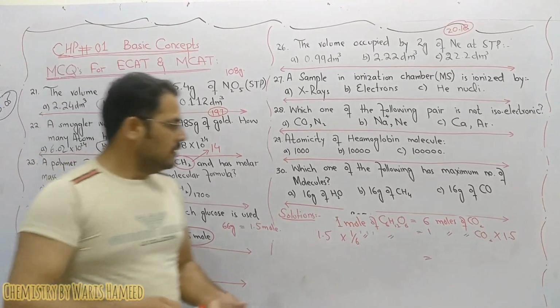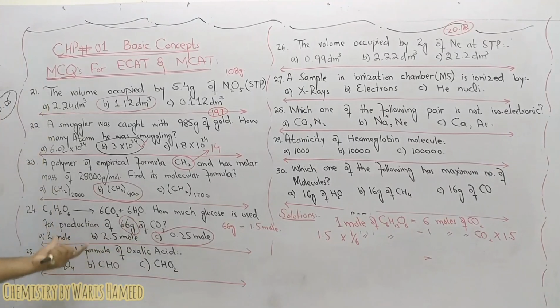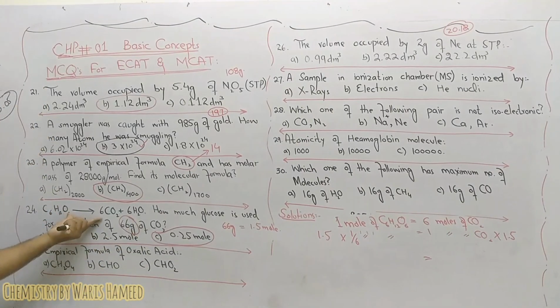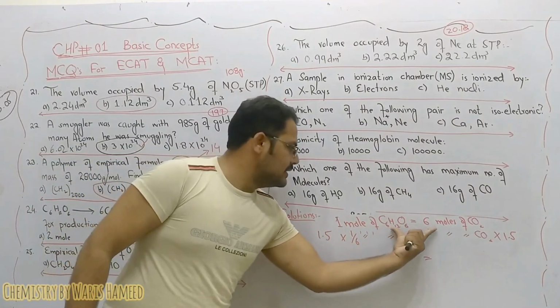I again repeat this question. In this case, we have a balanced chemical equation, and in this we can make a relation that if we have 1 mole of glucose, then it can form 6 mole of carbon dioxide. From this point, we can make a relation like this.